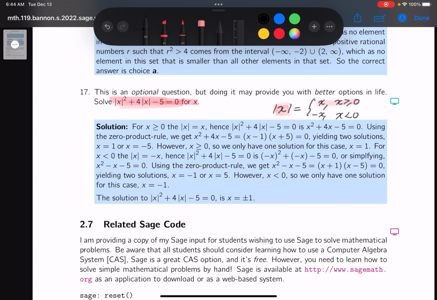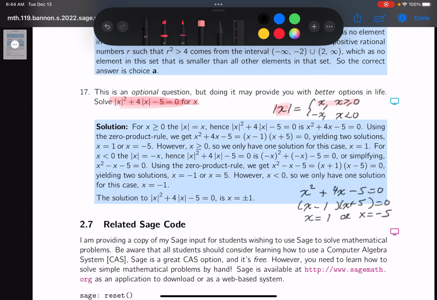So what do you write the equation down? What are you going to get? Well, the absolute value of x is just x, so you get x squared plus 4 times the absolute value of x again, which is x, so 4x minus 5 equals 0. You're going to factor this, x and x, looks like 5 and 1, plus 5 minus 1. And the solution to this particular quadratic would be x equals 1 or x equals minus 5.